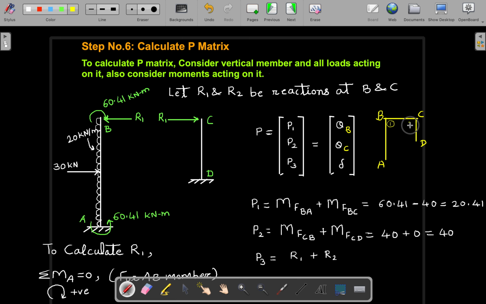Then P2 is MF of CB and MF of CD, the fixed end moment at CD. So it is 40 and at the other end it is 0. So our final answer for P2 is 40.